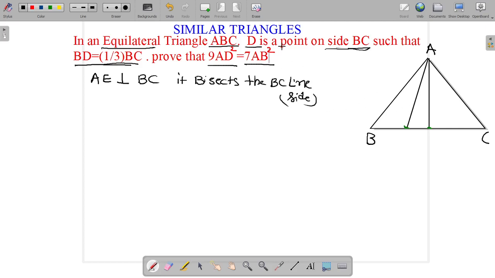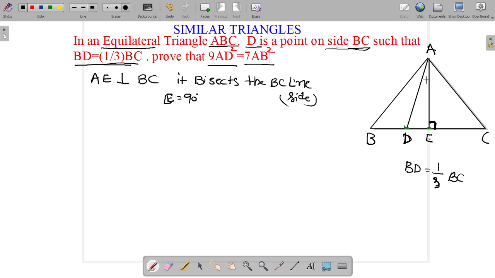After that, it is given that D is a point on side BC. So he has given one condition. What is that condition? BD is equal to one third BC. This is AE, the perpendicular line to BC, so angle E is equal to 90 degrees. Prove that 9AD square is equal to 7AB square.